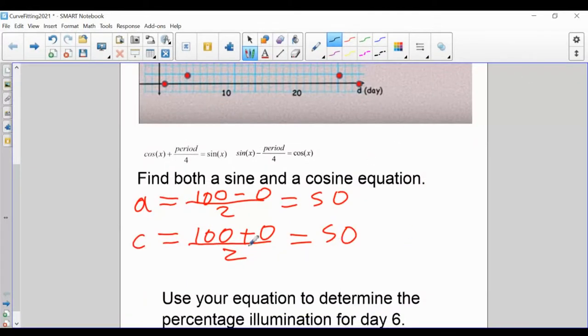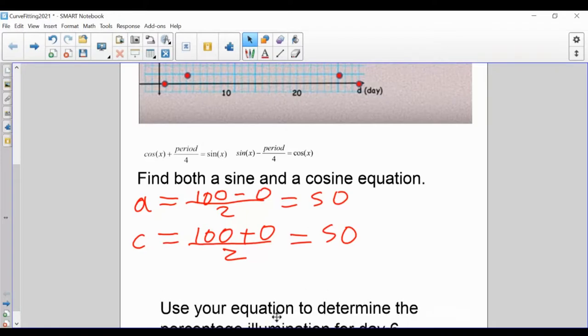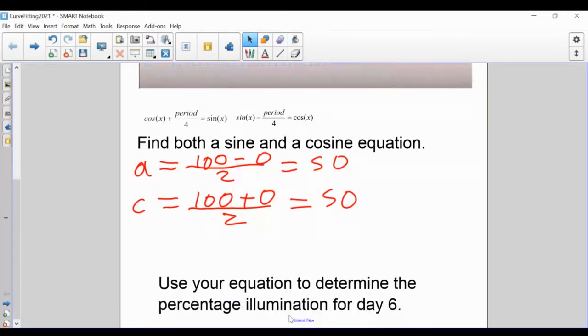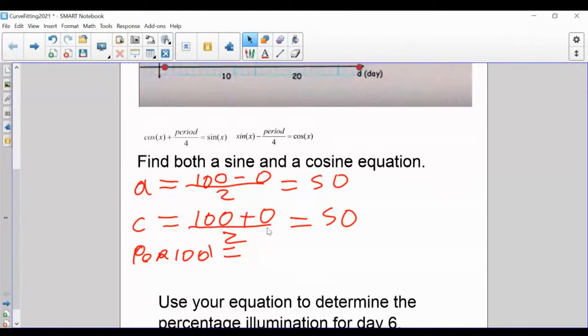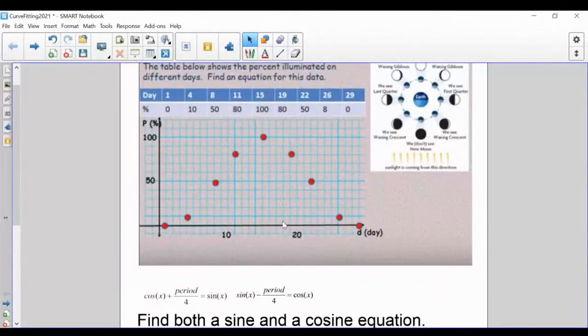So far we have the A, so far we have the C. How about the period of the function? Let's go back to the function again and see if we can figure out the period. How long is it taking, the length of one cycle, good. How long is it taking for us to complete the cycle, right? How many days is that for the length of one cycle?